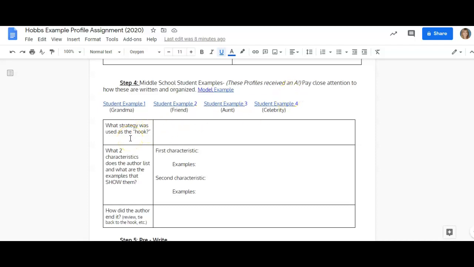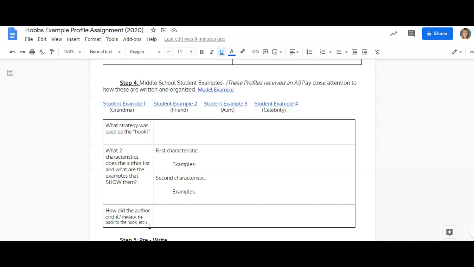So the first part of it is the hook, and you might have had other ELA teachers talk to you about how important it is to have a hook to engage your readers, to hook your readers to want to read more. Then you're going to have to pay attention to what two admirable characteristics the author lists, and what the examples are that show them, and you're going to list them over here. And lastly, how did the author end it? Review, tie back to the hook, etc.